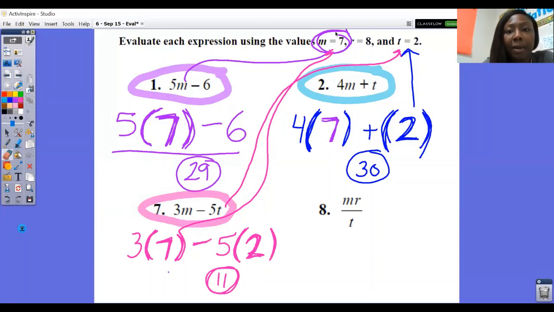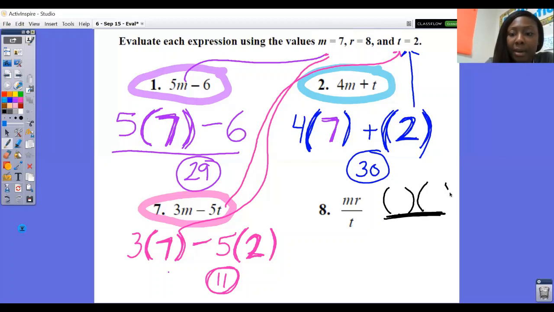And at the top or in the problem somewhere, it should definitely tell you what each variable equals so you can plug it in. And one last one down here, I'll do this one, number 8. It looks like I don't have any numbers. All I have is variables. I have a division sign or a fraction. I plug the m in, then the r in, and then I have the t at the bottom. So if I go back, I'm going to look and see what the m equals. The m equals 7. The r equals 8. And the t equals 2.